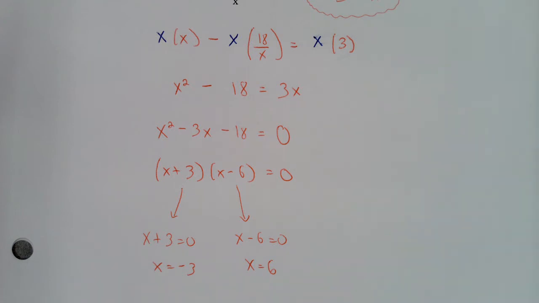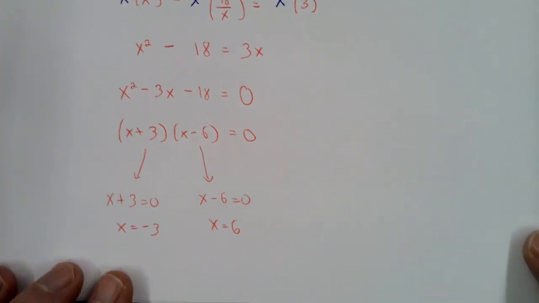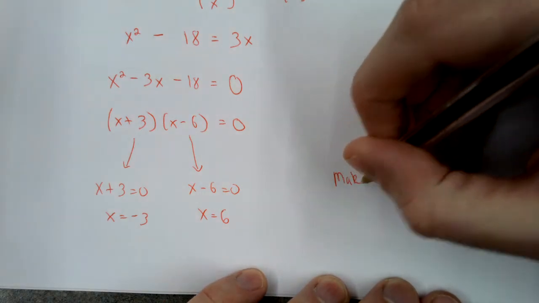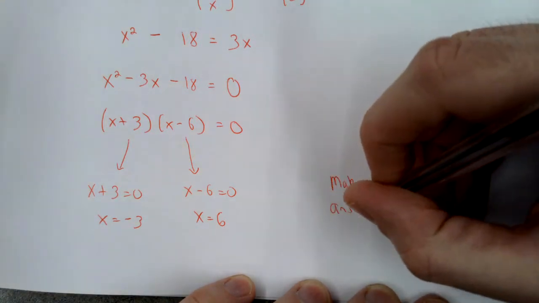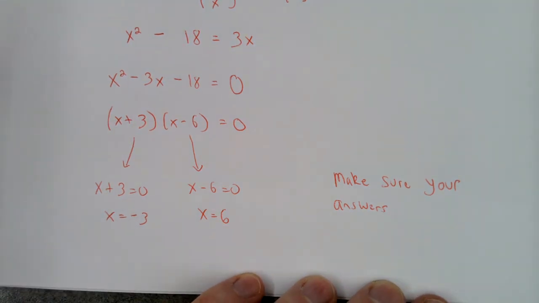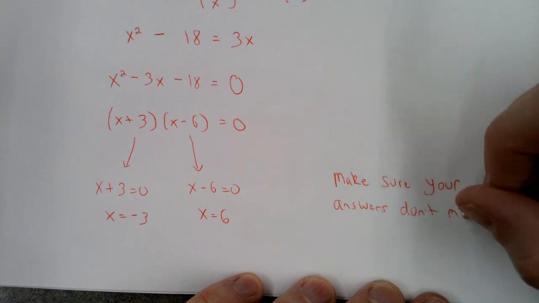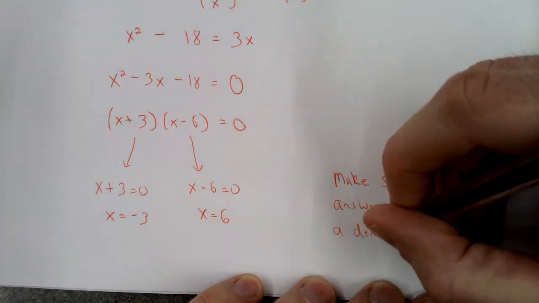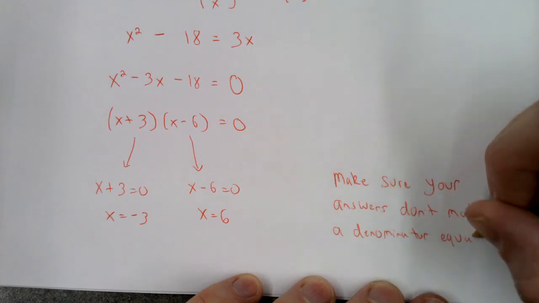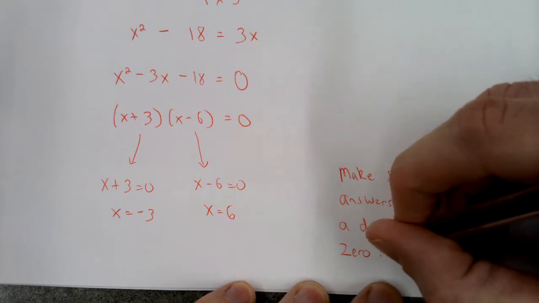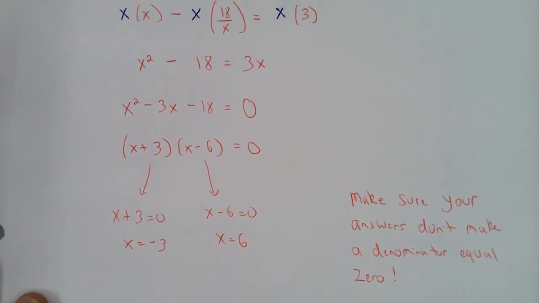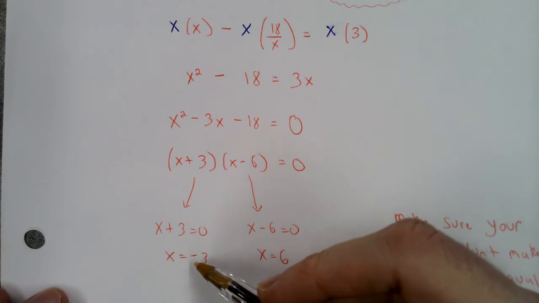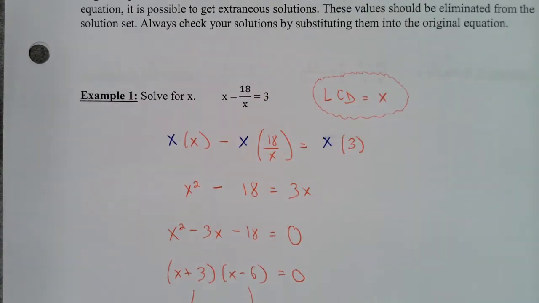So here's what I'm going to write down. Make sure your answers don't make a denominator equal 0! If your answers do make a denominator equal 0, then that is called an extraneous solution. So in this case, x equals negative 3 does not make any denominators equal 0.